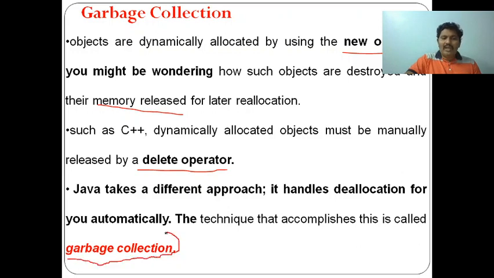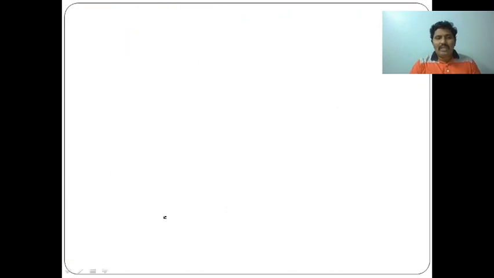Now you can understand what garbage collection is. By using the new operator, we allocate some objects. Those objects which are not necessary are automatically deleted. The automatic deletion of objects is called the concept of garbage collection. Let's move to the next topic.